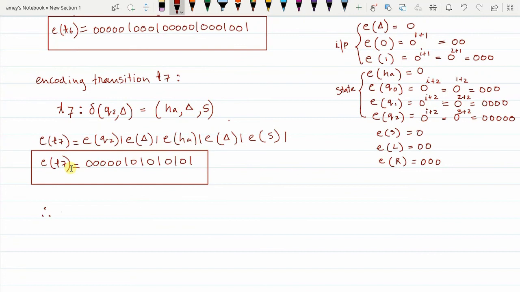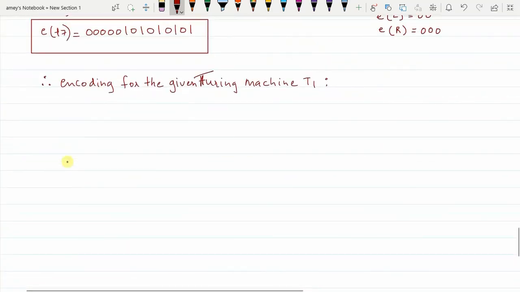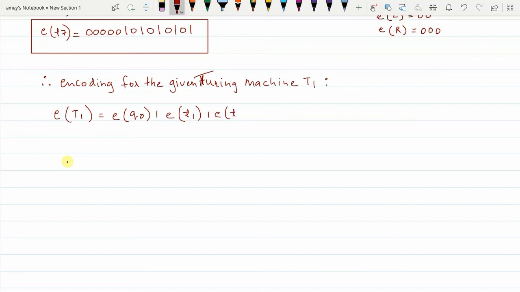Therefore, encoding of T1. Now the formula that is given to us, I'll just write the formula. Encoding for Turing machine T1 is nothing but first encoding of the start state Q0 separate with 1, and then encoding of each transition, encoding of T1, encoding of T2, encoding of T3. Everything separate with 1, don't forget.